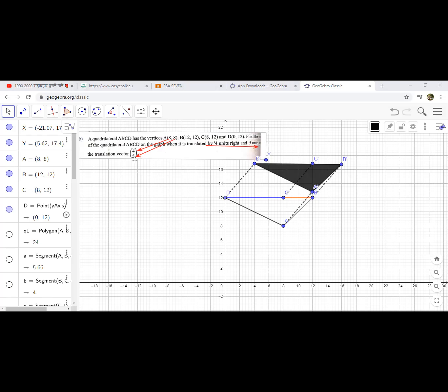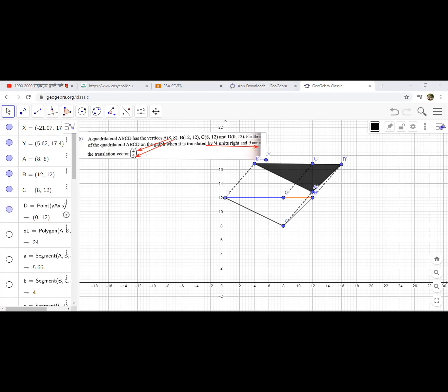Do you understand? Yes, sir. Just calculating the coordinate of the image without plotting on the graph, directly we can find out the location of the image in the translation, just adding the corresponding component.